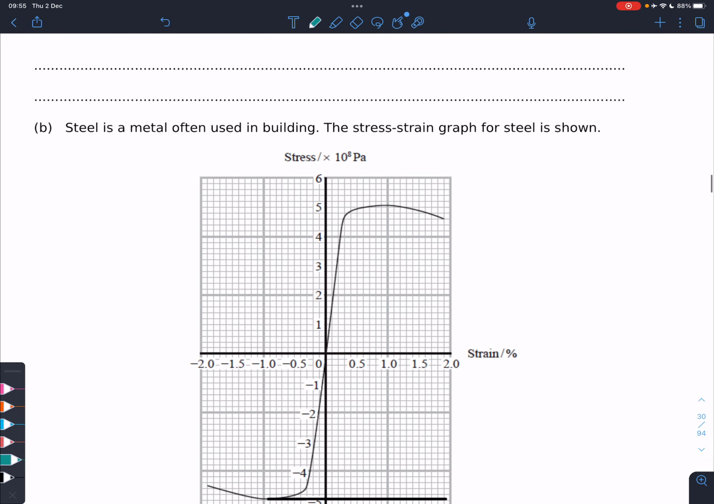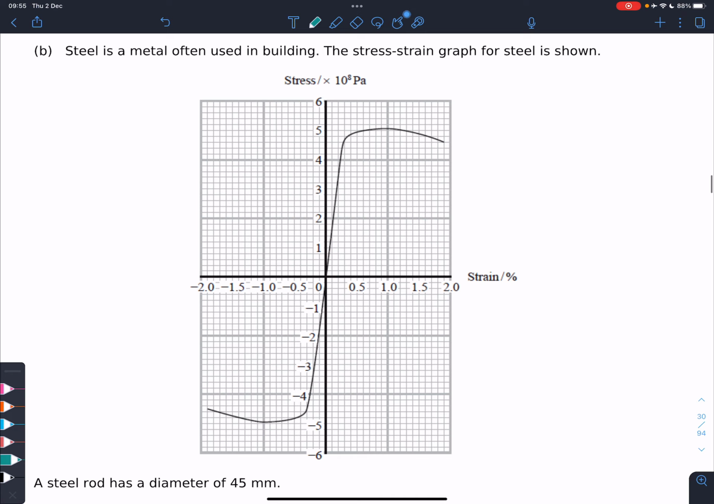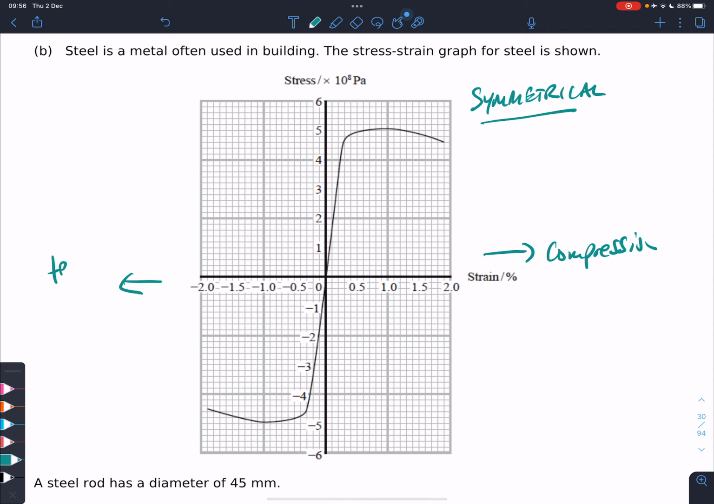Steel is a metal often used in building. The stress-strain graph for steel is shown. Now you'll notice that this is symmetrical. The first thing to notice is that this is again compression and this is tension, but it's broadly symmetrical. So if you stretch it or you compress it, it responds in about the same way.